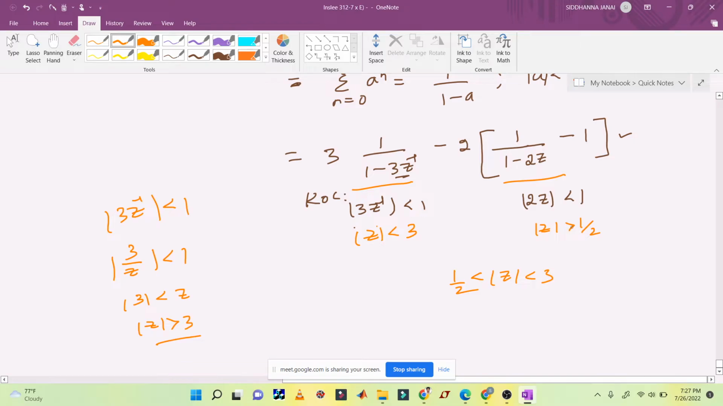Sorry, here it is z is less than 1 by 2, right? I made a mistake again. So z is less than 1 by 2 here.